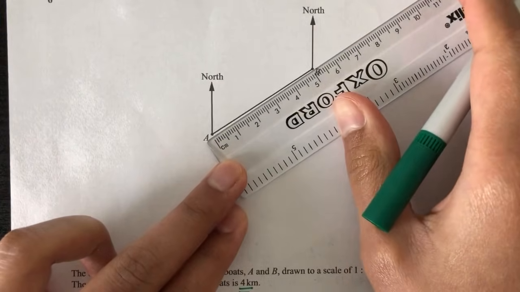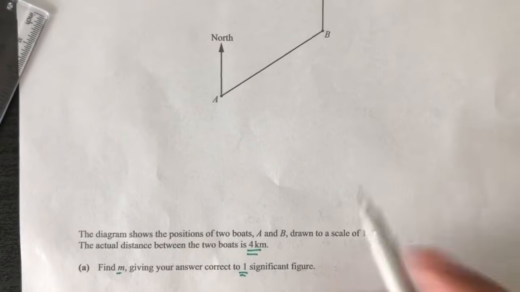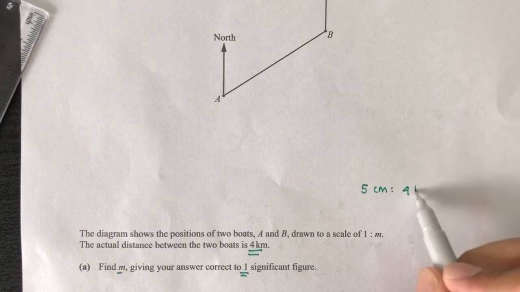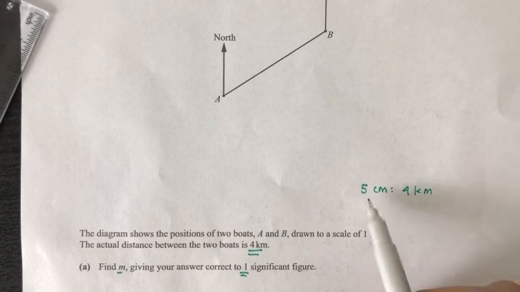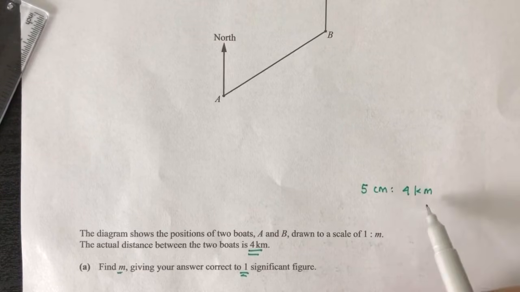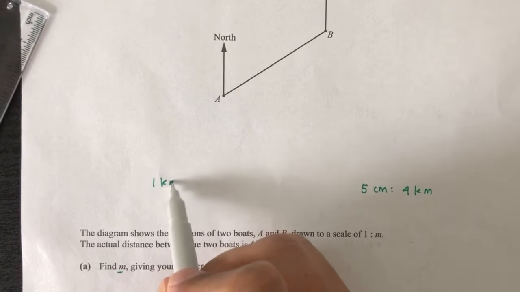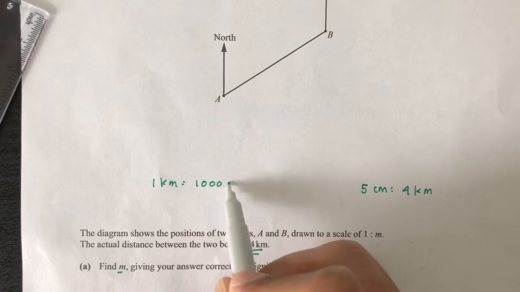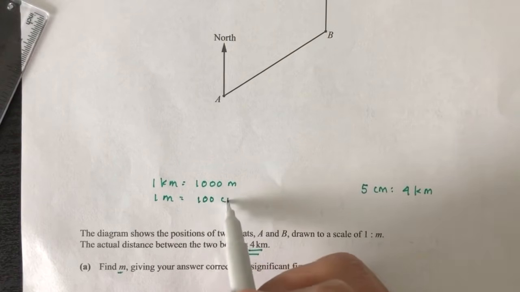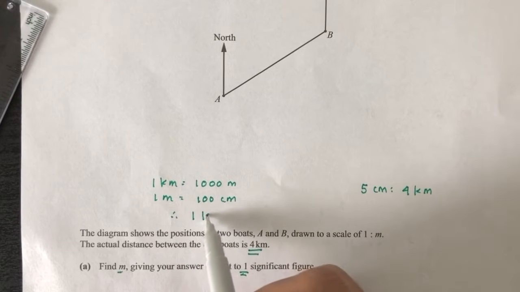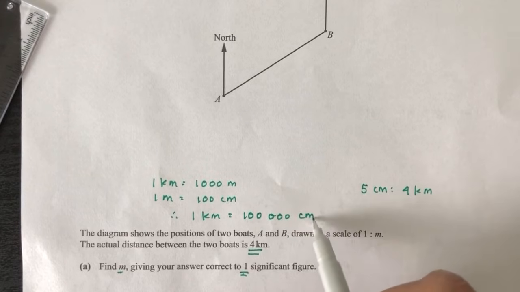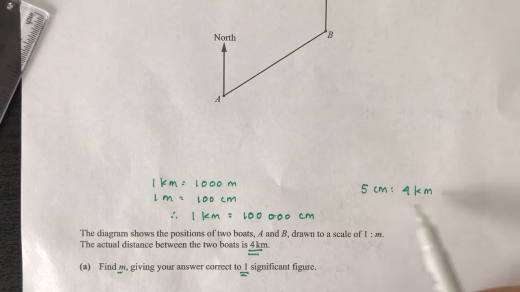So AB will be 5 centimeters, which means the scale here is 5 centimeters equal to 4 km. But now if you want to simplify, we have to first change the units to make them the same. We know that 1 kilometer is equal to 1,000 meters, and 1 meter is equal to 100 centimeters. So 1 kilometer is equal to 100,000 centimeters.